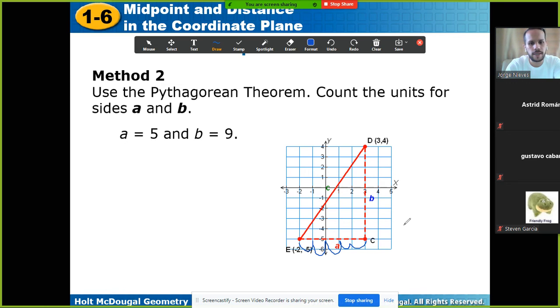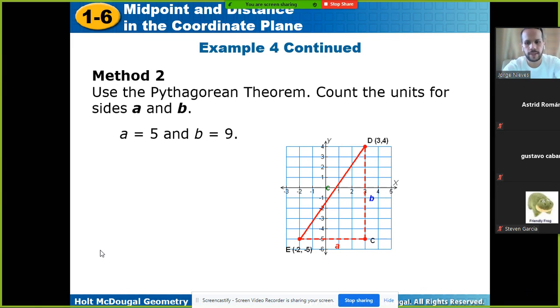And how do you see B? Well, you have to move from here: 1, 2, 3, 4, 5, 6, 7, 8, 9. So we got 9 units in B and 5 units in A. Do you see it? Now that we know that, we can use the formula.